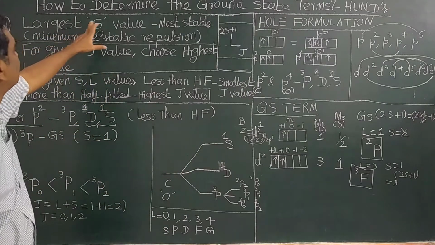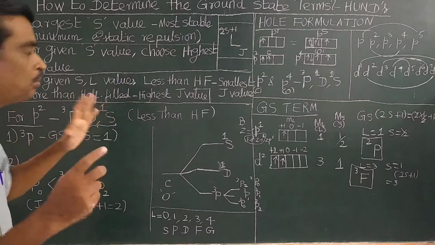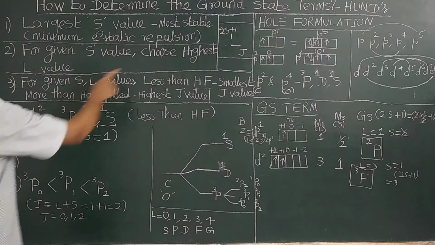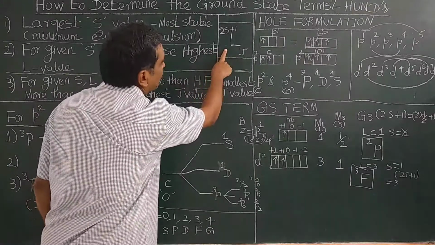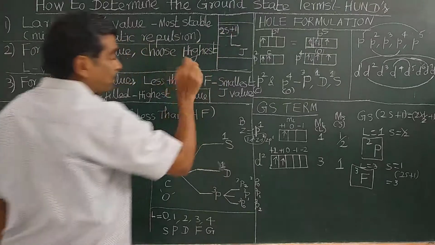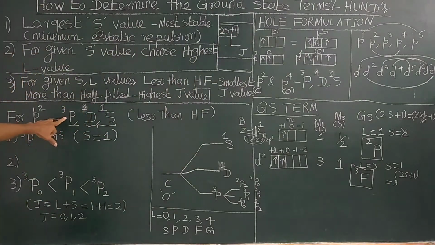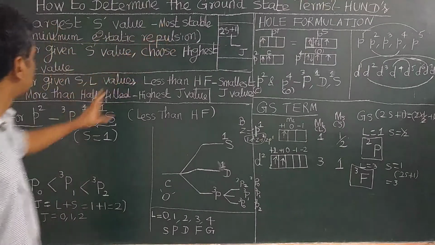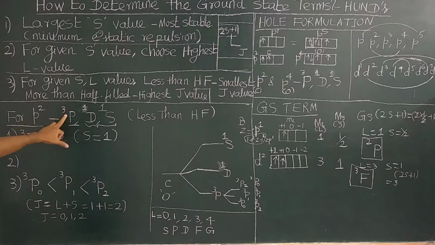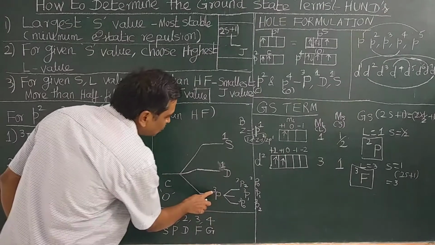Now let us apply the first rule to the p2 configuration. Now you see which one has the maximum spin multiplicity. This is 2S plus 1, the expression for the term symbol. The maximum spin multiplicity is for 3P. This is the state with the maximum S value. So this is the most stable state, and this is the ground state. So for carbon I have shown 3P. This is the most stable state.